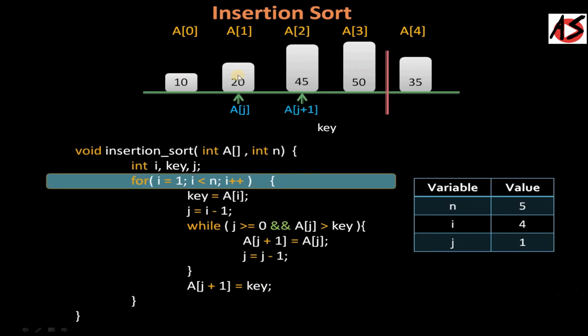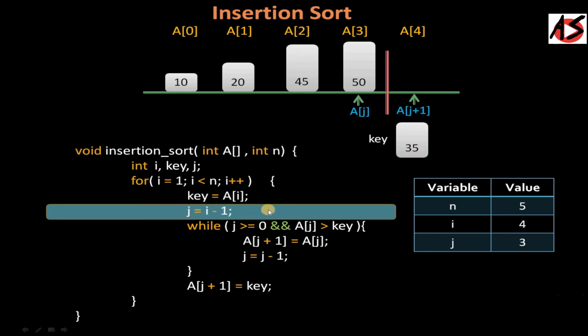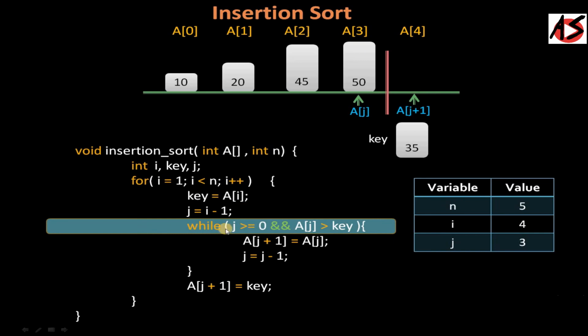Now you are incrementing i by 1. So i is now 4. Again you are taking key is equal to ai. So you are taking key is equal to 35. You are taking j is equal to i minus 1. So i is 4, so j is equal to 3. Then you are checking the while condition, that is j greater than or equal to 0, so 3 greater than or equal to 0, condition true.